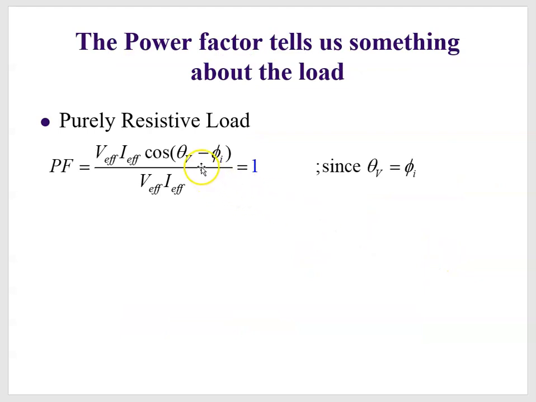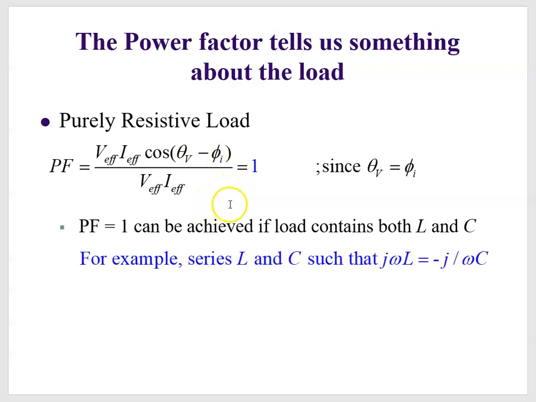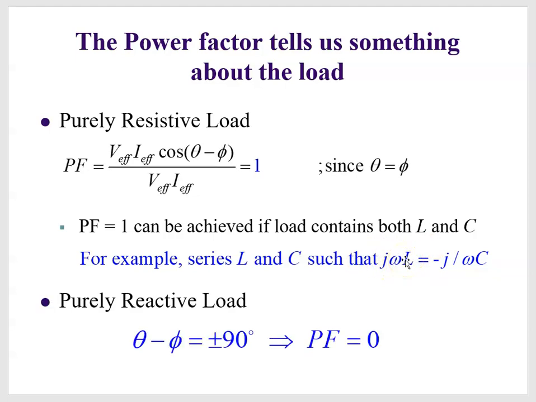If we have a purely resistive load, then our voltage and current are in phase, and our power factor is equal to 1. That can be achieved still if we have an inductance and capacitance, as long as the reactances cancel. For example, if we had omega naught, where omega naught is 1 over square root of LC, and we're operating at that frequency with these two, a series capacitor and inductor.